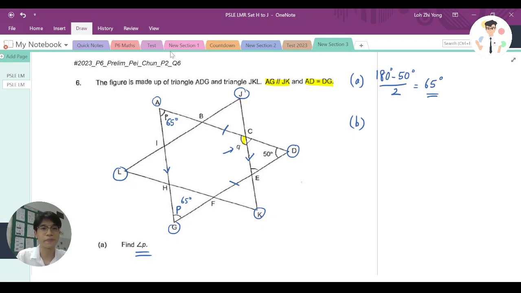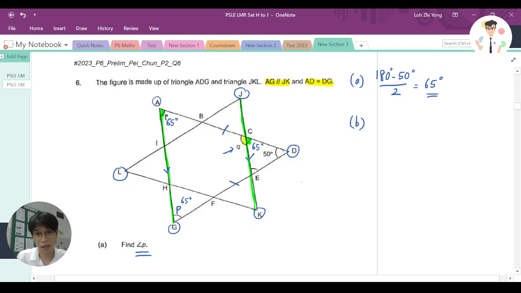How? Okay. Now, the key thing that you should notice here is this. The angle here and the angle here are the same. Huh? Teacher, why are the angles here and here the same? Because this line AG and this line JK are parallel. When there are parallel lines and a line that crosses the two, the angles will be the same. Which means that this is actually 65.